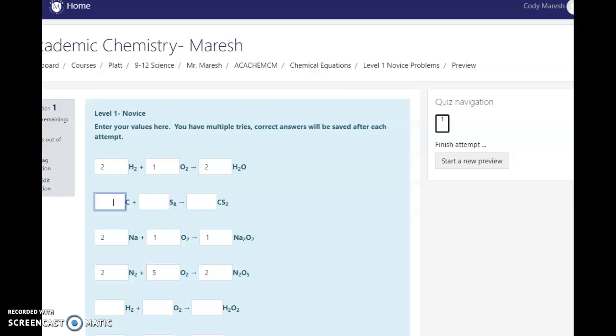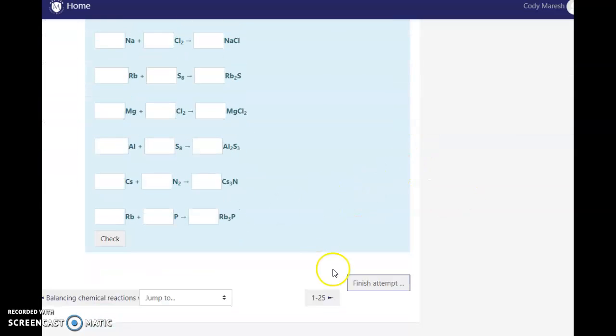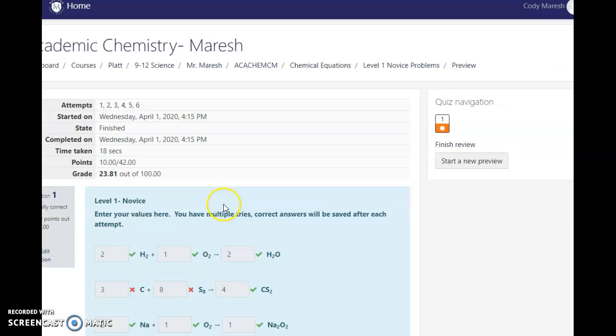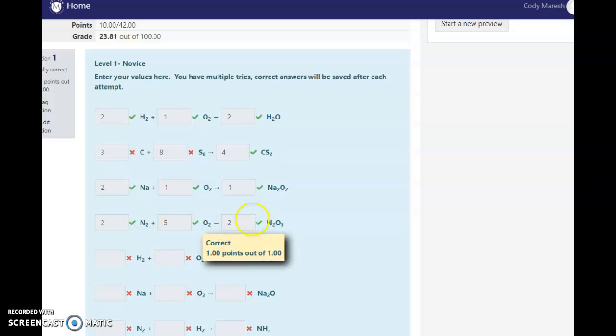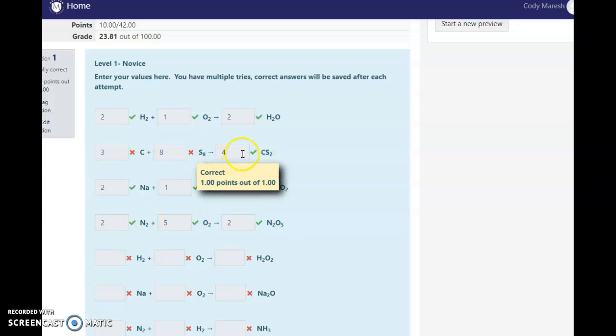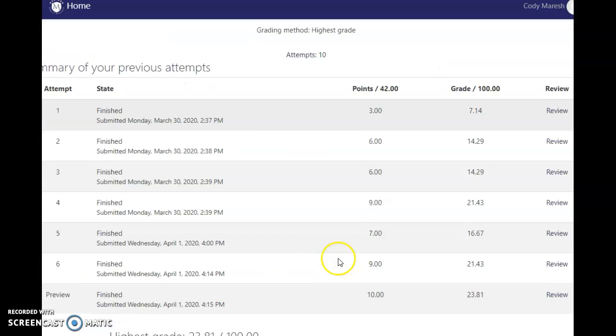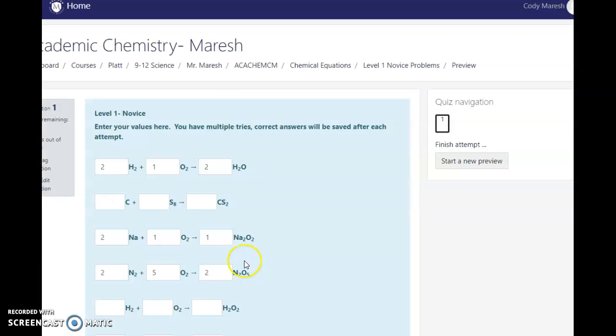So if I did something like this, and I'm trying to balance this, and I get like 3, 8, and 4, right? That's totally wrong. But if I submit this, my right answers from the first time are still there. This is wrong. So on my worksheet, where I'm doing my work, write down the part I got right, try and fix the ones I got wrong. When you start a new review, those questions are gone because they were wrong, and we can do it the right way.